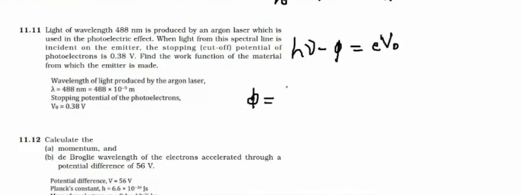Phi is equal to h nu minus e V naught. If you want, you can divide the right hand side throughout by e, so that you will get the answer in electron volt. Otherwise, you get the answer in joule.